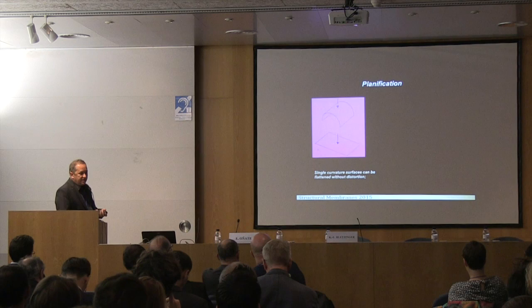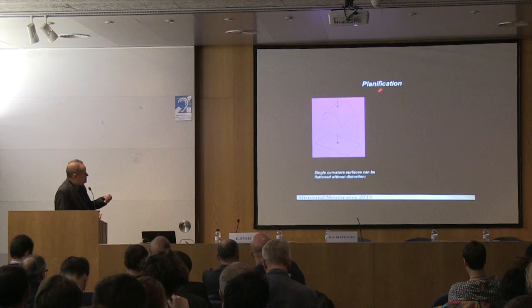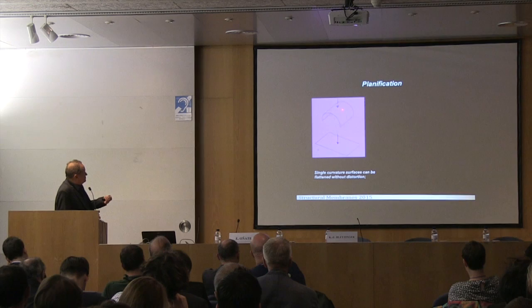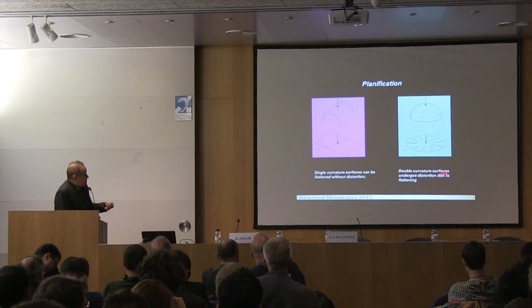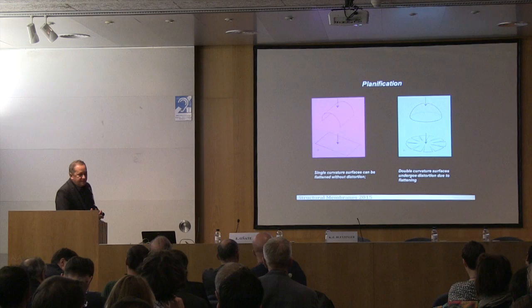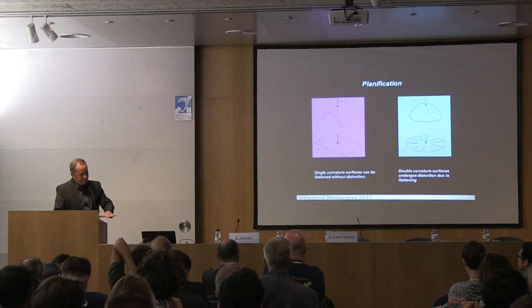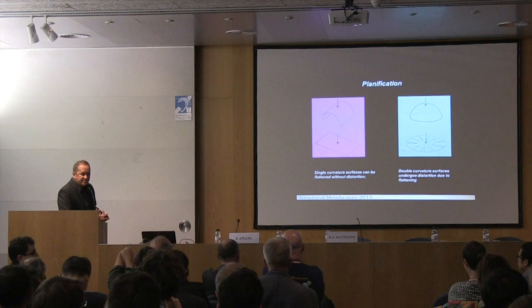Let us focus a little on this production problem, and more specifically on planification. Now, single curvature surfaces, cylindrical surfaces, can be flattened without distortion. But this is not the case for double curvature surfaces. They undergo distortion due to flattening. So if you take the skin of an orange and try to flatten it, it will rip because the material is not flexible enough.